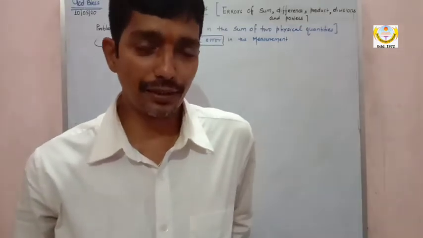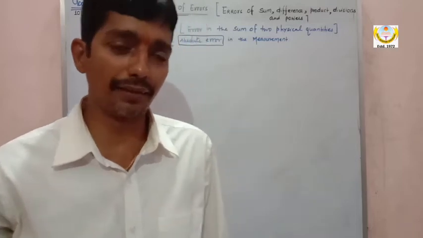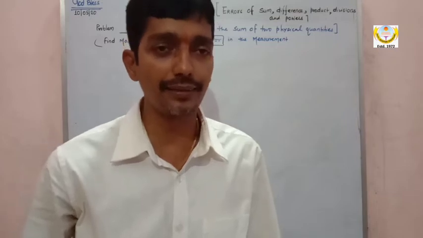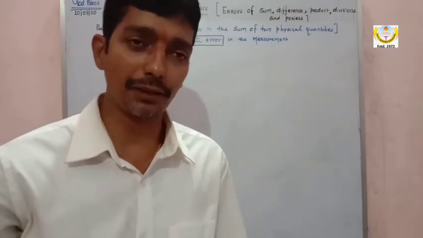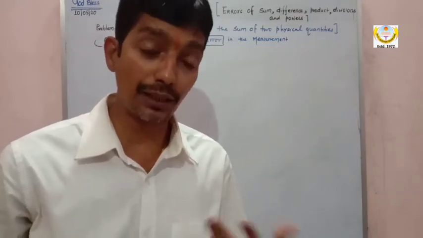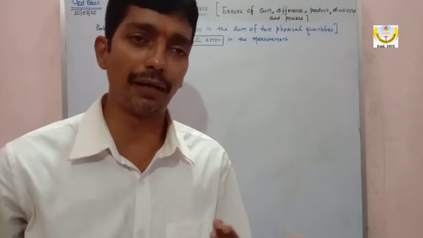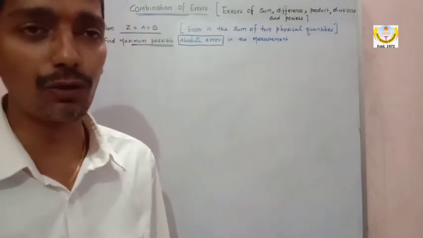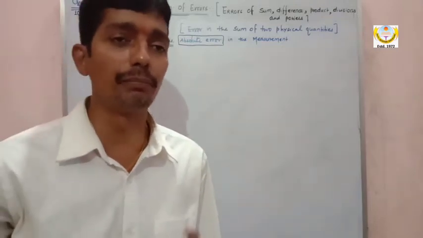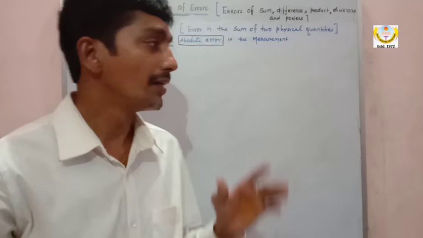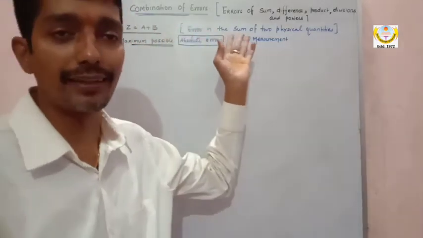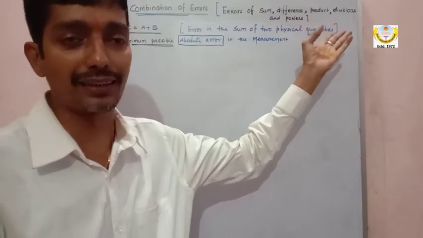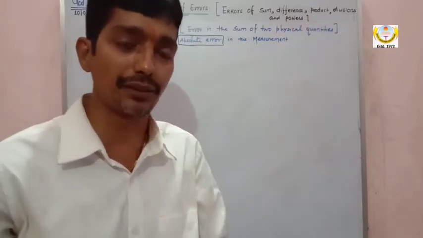My dear, my last video was on estimation of error, that is how to estimate errors by five different methods: by finding true value, by finding absolute error in each measurement, by finding mean absolute error, relative error, and percentage error. Today we will do numerical problems based on combination of error. When we talk about combination of error, that is error of sum, error of differences, error of product, error of divisions and error of powers.